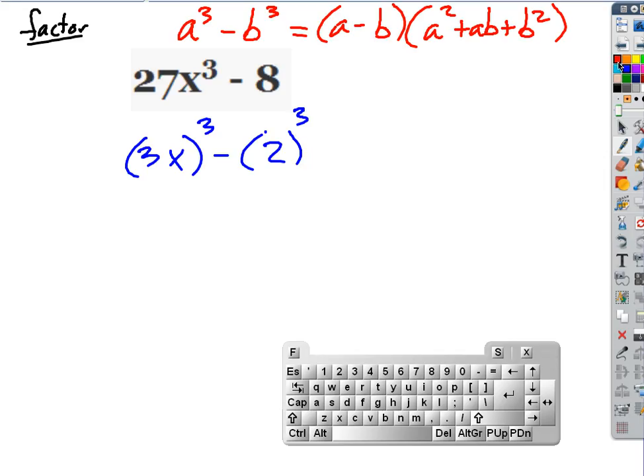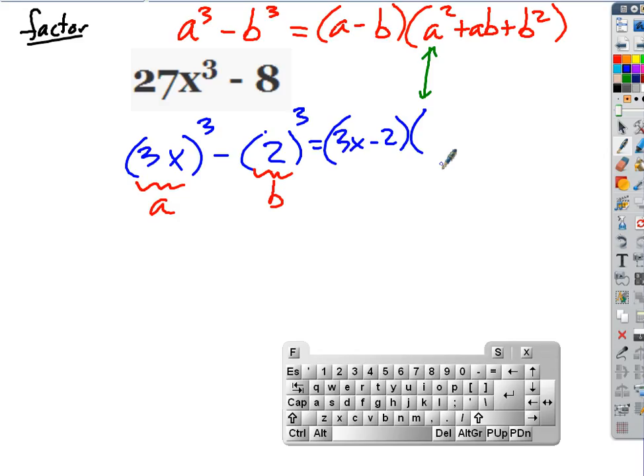A squared. A is 3x. What's... No. 27. 9x squared, okay, right? Because 3x squared is just 3x times itself. 3x times 3x is 3 times 3 is 9, x squared, right? So 9x squared, and from there on out it's easy. Plus 3x times 2, 6x.